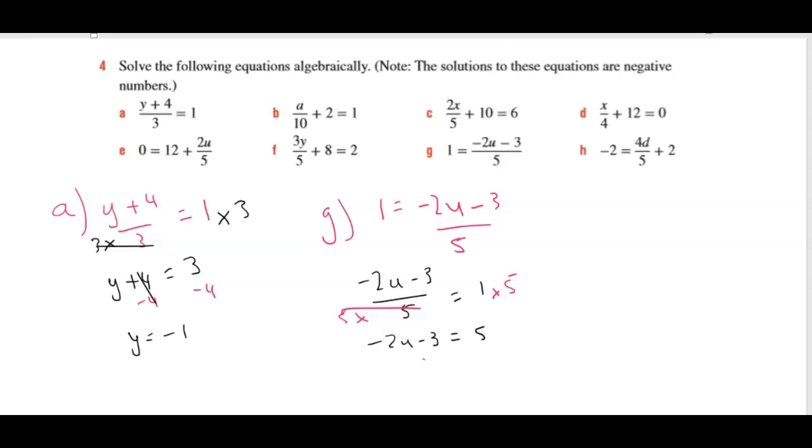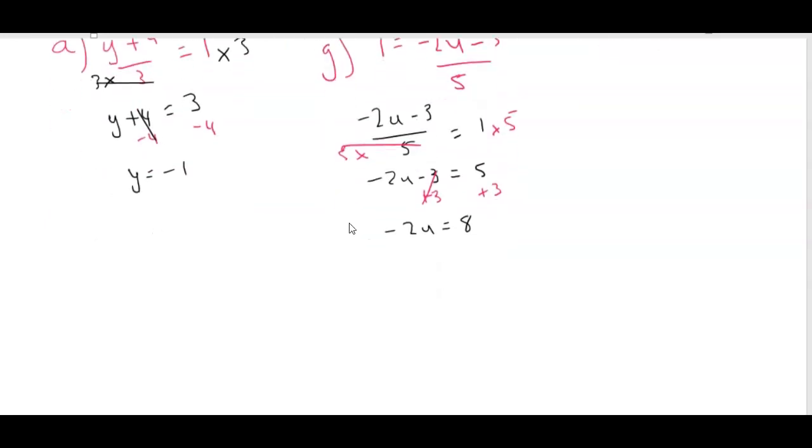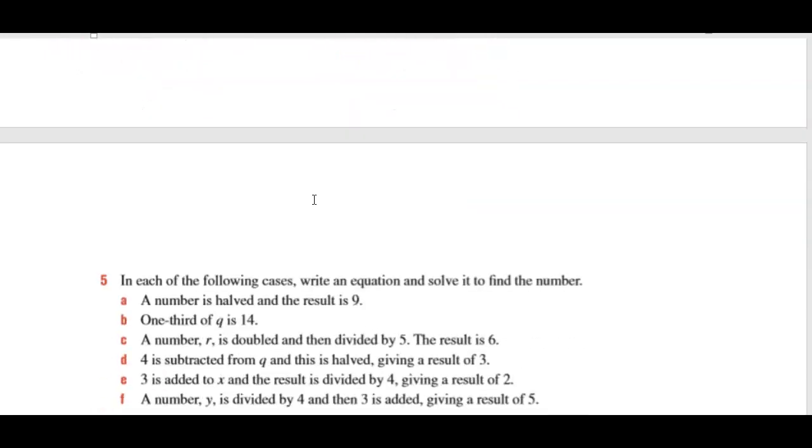All right, so now I've got 2u minus 3. So let's add 3 to both sides. And we've got negative 2u equals 5 plus 3, which is 8. Now let's just scroll a bit. And then to get rid of the negative 2, divide both sides by negative 2. So that disappears, and we're left with u equals 8 divided by negative 2, which is negative 4. So that requires you to remember your negative numbers.